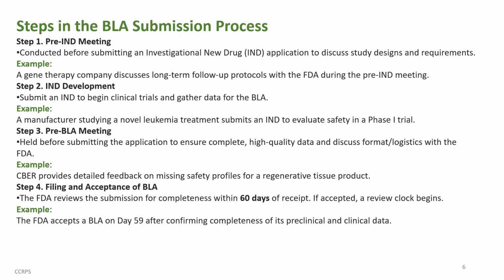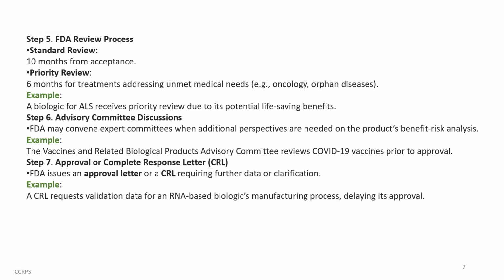Pre-BLA meeting. It's held before submitting the application to ensure complete, high-quality data and to discuss format or logistics with the FDA. For example, CBER provides detailed feedback on missing safety profiles for a regenerative tissue product. Filing and acceptance of the BLA. The FDA reviews the submission for completeness within 60 days of receipt. If accepted, a review clock begins. The FDA accepts a BLA on day 59 after confirming completeness of its preclinical and clinical data.